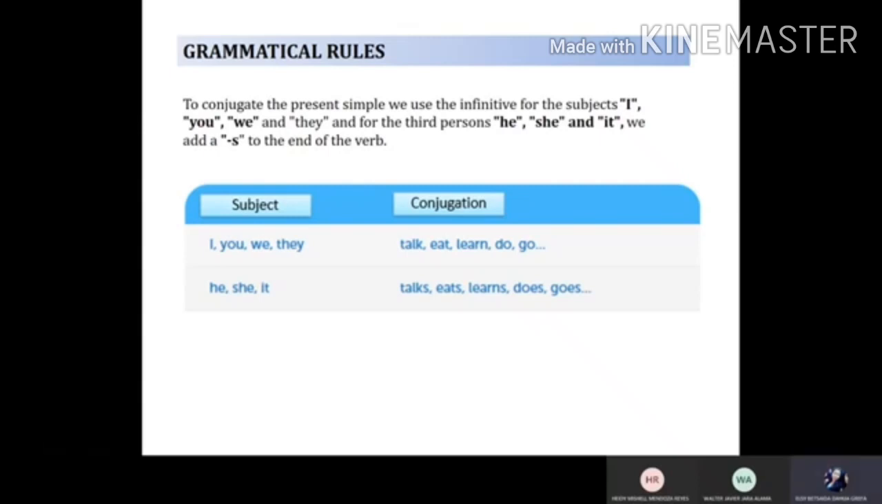In the third person, he, she, it, the conjugation is the next: talks, eats, learns, does, goes.